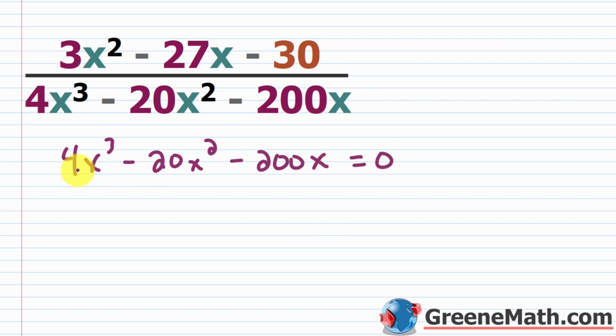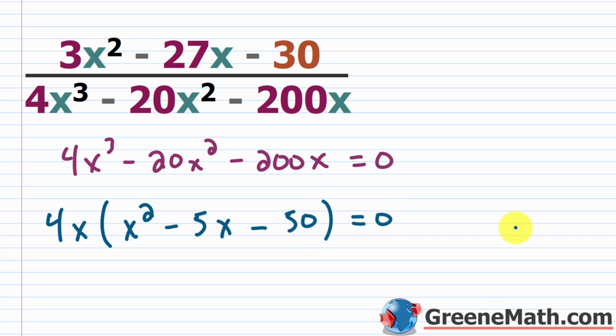So it looks like I can pull out a 4 here, right? You have 4, you have 20, which is divisible by 4, and you have 200, which is obviously 50 times 4. So let me go ahead and pull that out. I can also pull out an x. You have x cubed, x squared, and x. So let me pull out a 4x. That would give me x squared minus 5x minus, again, 200 divided by 4 is 50. And then close that down. We'll set that equal to 0.